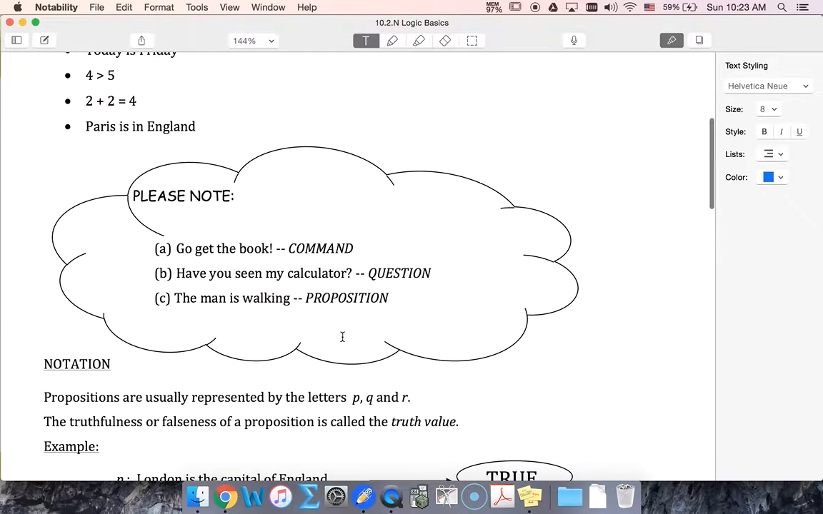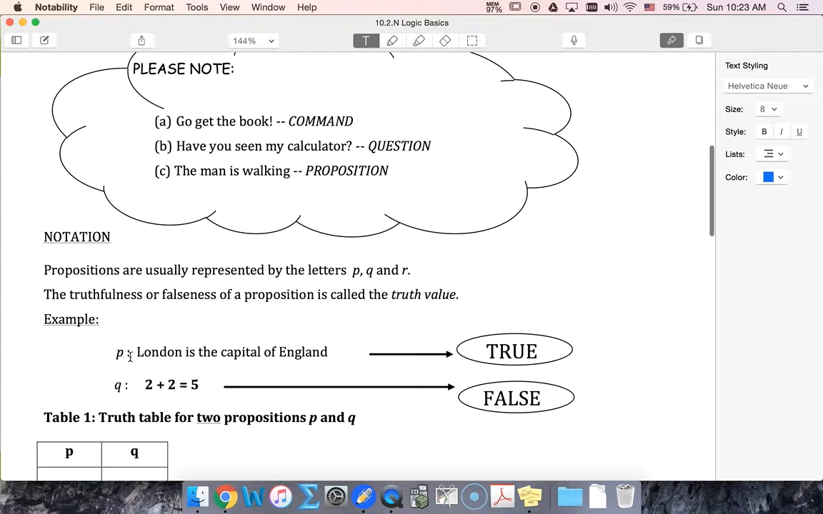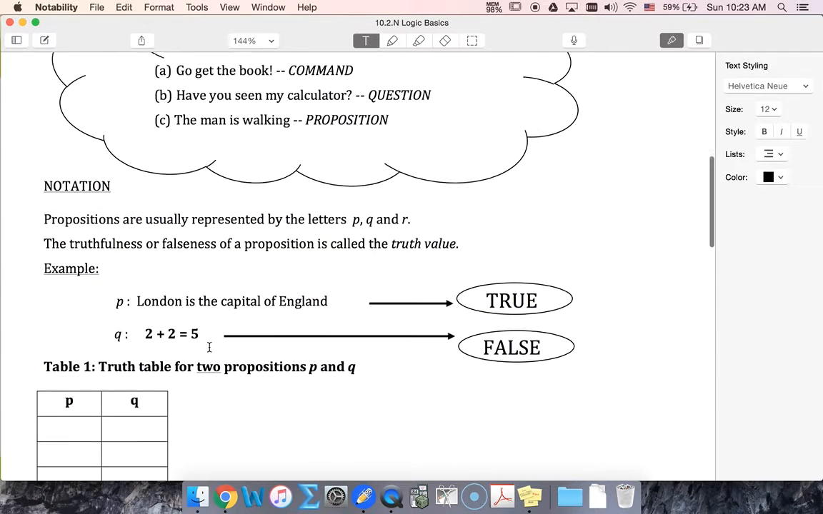Propositions can be true or false. So when we discuss propositions in math, the notation we're going to use are generally the letters P, Q, and R, and we set those up such that we would write our variable and then what the sentence is. Again, they can be true or false. This is still a proposition even though it's false. So a single proposition could be true or false.